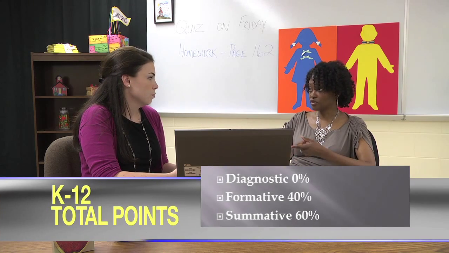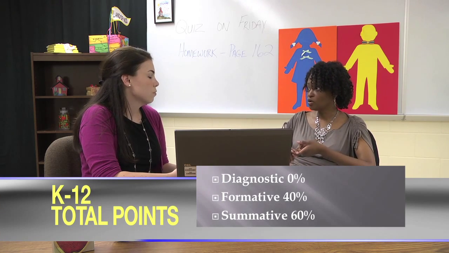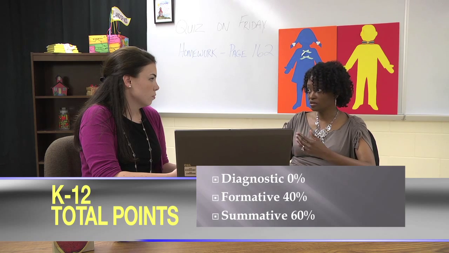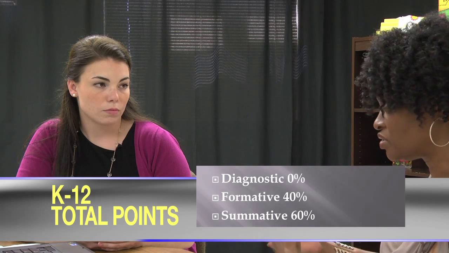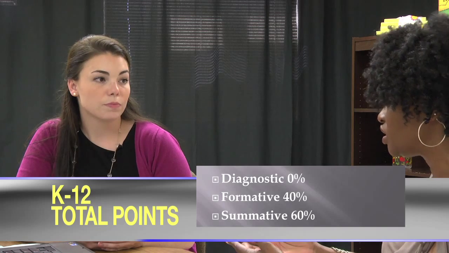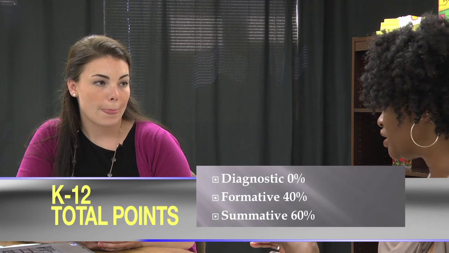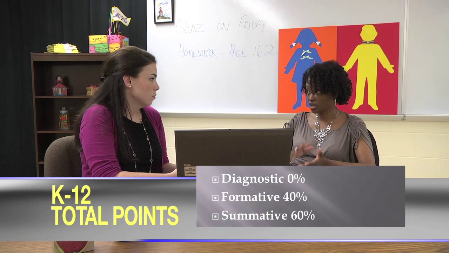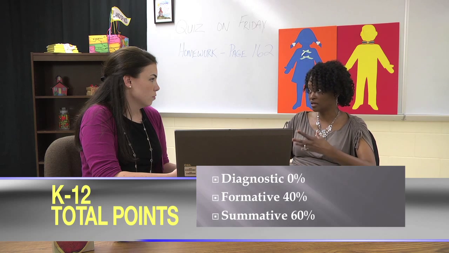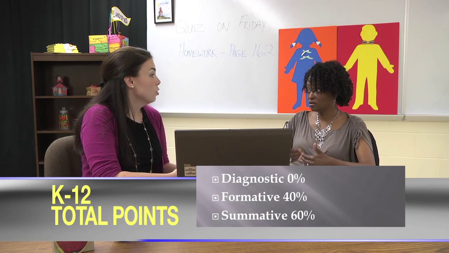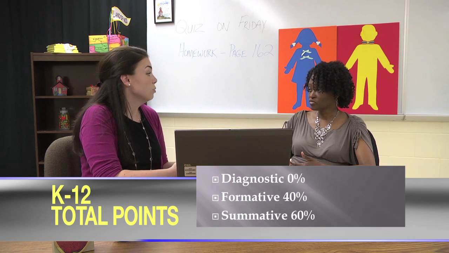Okay, so let me make sure I completely understand this. William's grades are based on three different types of work that he does in your class. The first one is diagnostic, where you're just giving him something to see how much he already knows about the topic you're going to teach. And that's 0% of his grade, but you may put it in the gradebook just so that I can see and so that you know how he's done. Correct. Or how much he knows. What he knows and what he doesn't know. Okay.